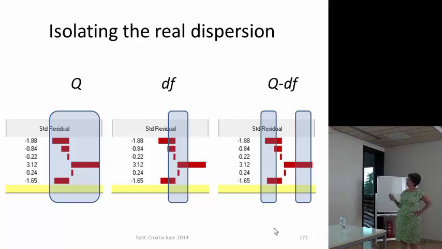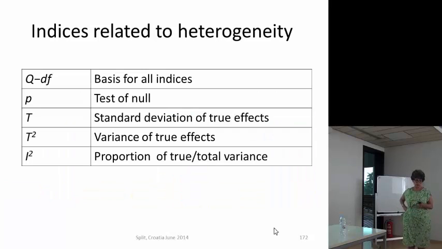And Q minus the degrees of freedom. Q is the observed variation. The degrees of freedom tell us essentially how much sampling error to expect, and what's left over, the residual, would be the true standard deviation.